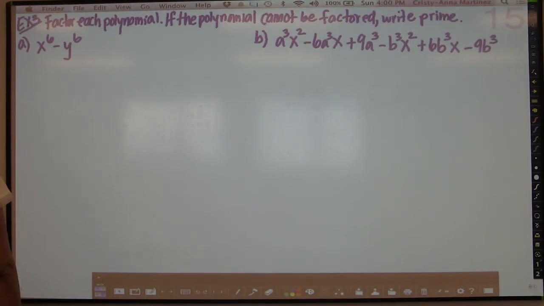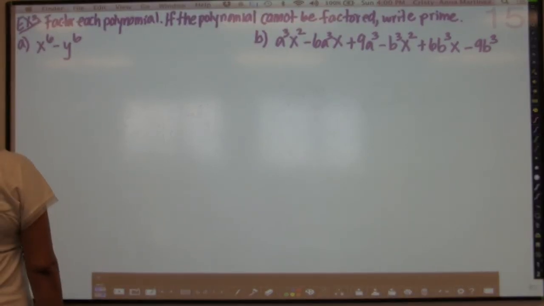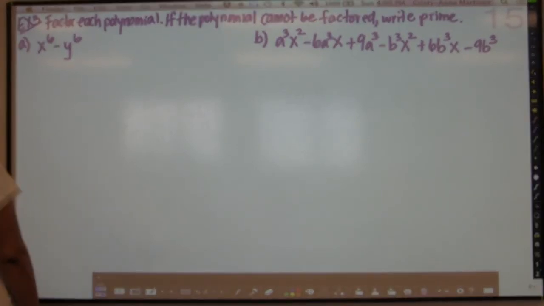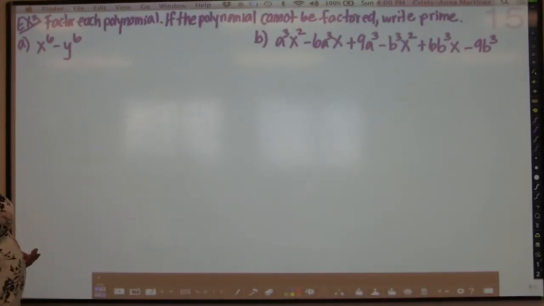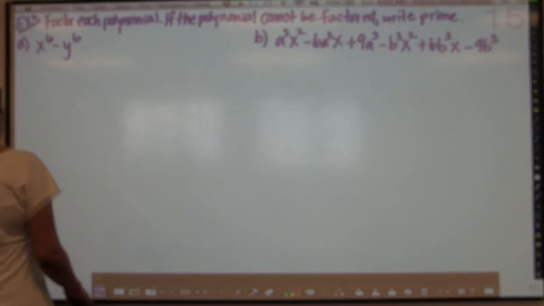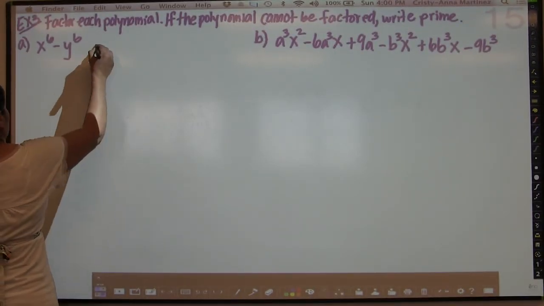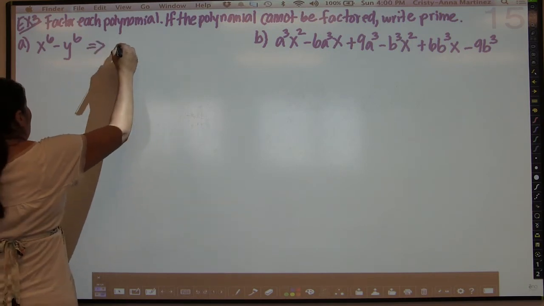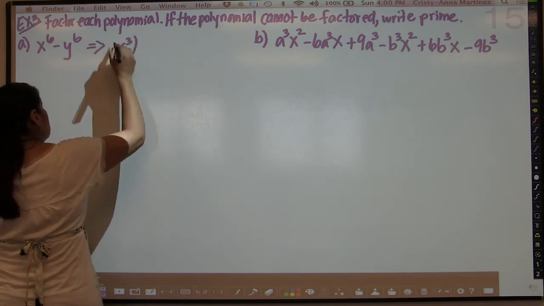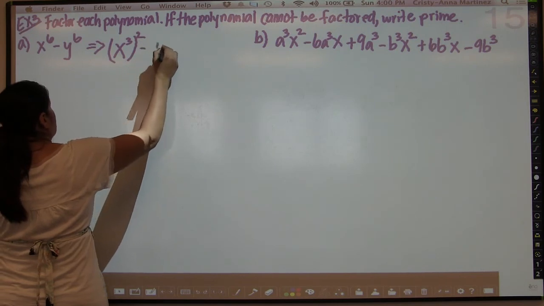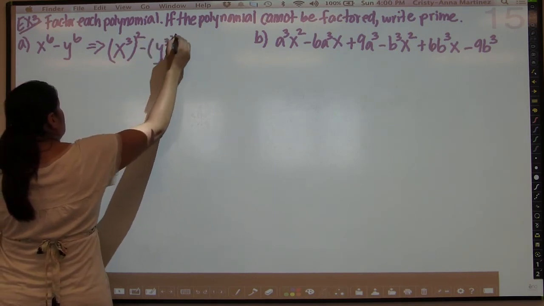And so what we're going to do here is combine a difference of 2 squares and the difference of 2 cubes. Alright, now let me show you what that means, okay? x to the 6 minus y to the 6 can be rewritten as (x cubed) squared minus (y cubed) squared.